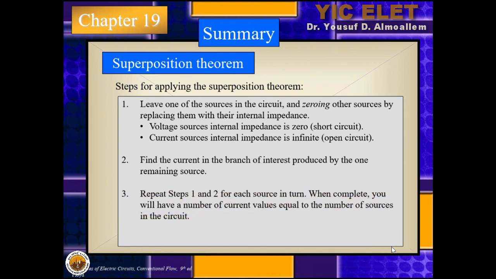Third step: repeat steps number 1 and 2 again and again for each and every source you have in the circuit. So if you have 2 sources, you have to repeat this procedure twice. If you have 3 sources, you have to repeat it thrice, and so on. Number 4 and the last: add the individual current or voltage values as phasor quantities, complex quantities, and find out what the final value is.